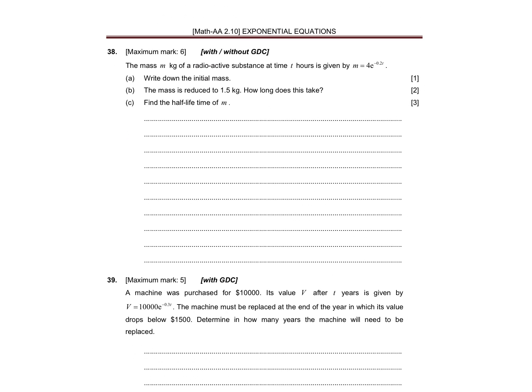The mass of radioactive substance is that. Write down the initial mass. That's at t equals 0. So m is going to be 4. The mass is reduced to 1.5. So if we do 1.5 equals e to the negative 0.2 times t, and n solve, we get that answer.